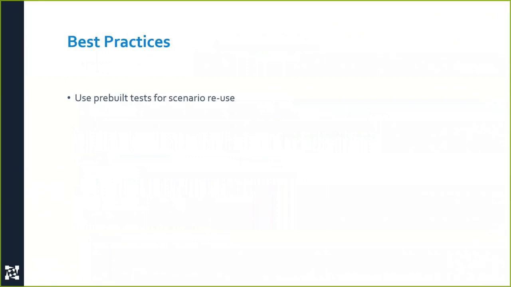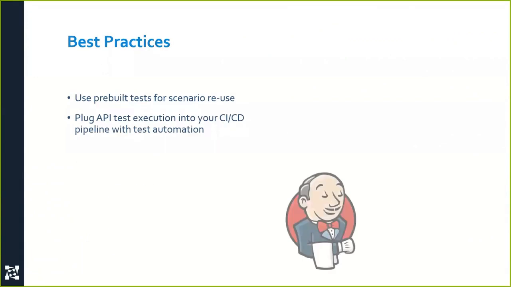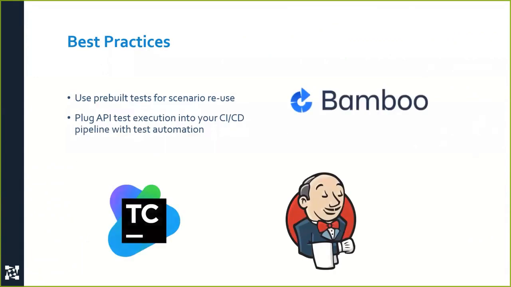Furthermore, what we need to do is leverage our pre-built tests for reuse. As we can see from what I did earlier, I leveraged my existing component tests to create my scenario tests. We also need to be able to plug our existing API tests into a CI/CD pipeline with test automation, and we can do that through different CI infrastructures: Jenkins, Bamboo, TeamCity.